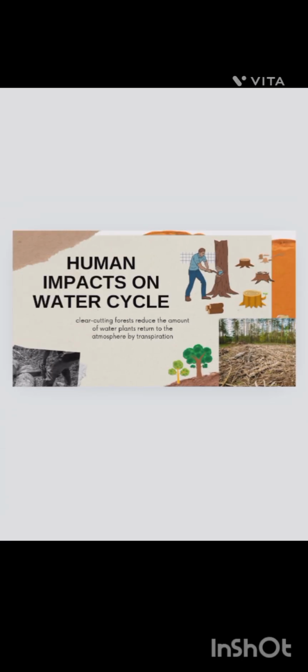Now we can study what are the human impacts on the water cycle. Clear cutting of forests reduces the amount of water plants return to the atmosphere by transpiration. So, if the water cycle is interrupted, the water availability on the earth will be adversely affected.